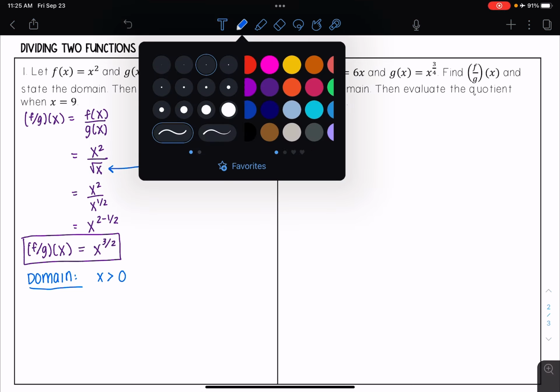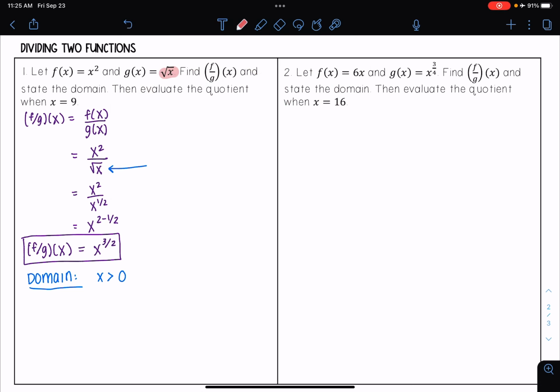Now we're going to evaluate this function when x equals 9. So I have f over g of 9 is equal to 9 raised to the 3/2 power, which is the same thing as the square root of 9 raised to the 3rd power, which is equal to 3 cubed, and so I get 27.